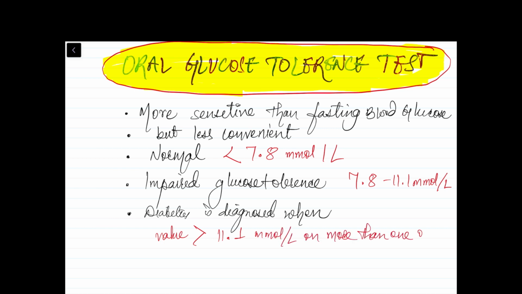So the magic number here is going to be 11.1 millimole per liter or more for the oral glucose tolerance test, and greater than 7 millimole per liter for the fasting blood glucose test.